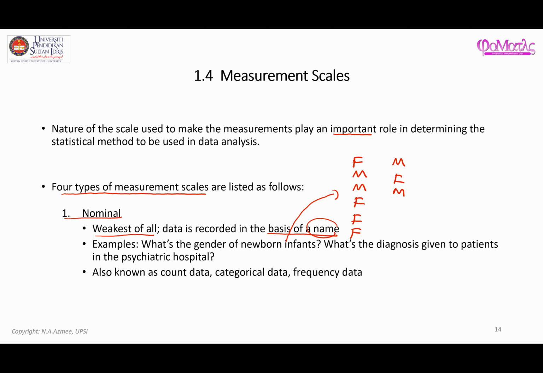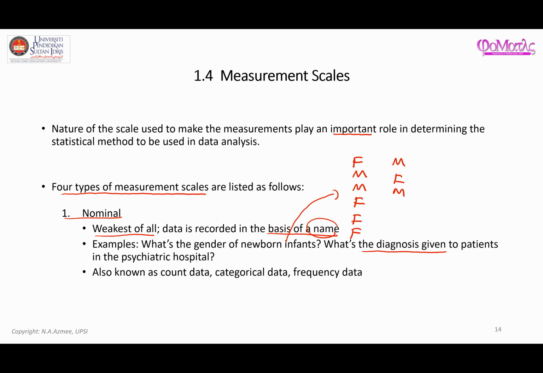The next example here is what's the diagnosis given to patients in the psychiatric hospital. Now, the patient can be manic depressive or schizophrenic, and this is another example where you are going to have a data set on the basis of a name again.